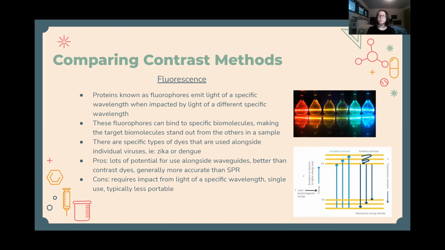Next, we'll be discussing some of the specific contrast methods, the first being fluorescence. Fluorophores bind to the target biomolecule, making them stand out from others in a sample by having them emit light of a specific wavelength. Pros of this method are that it has a lot of potential for use alongside waveguides and is generally more accurate than the other method. However, because it requires impact from light of a specific wavelength, it's typically less portable and more expensive.